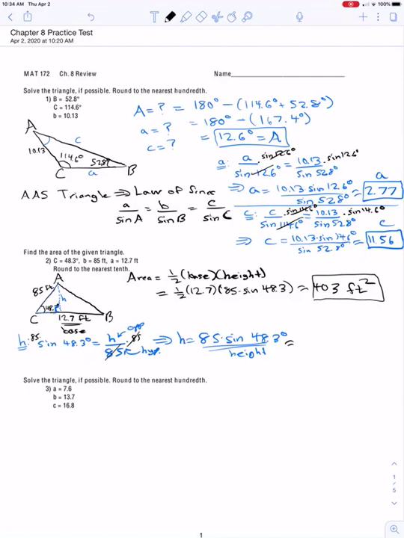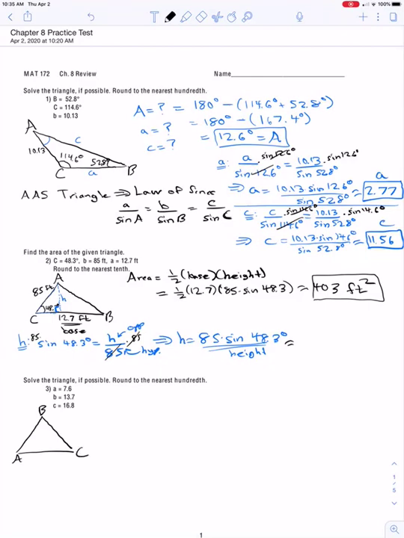All right, and we'll look at problem number 3. In number 3, we want to solve another triangle. We'll solve this oblique triangle. Solve the triangle if possible, rounding to the nearest hundredth. Let's take a look at triangle ABC here. We'll label these sides and get a quick picture of what this triangle looks like. We have angle A, angle B, angle C as we draw that in.